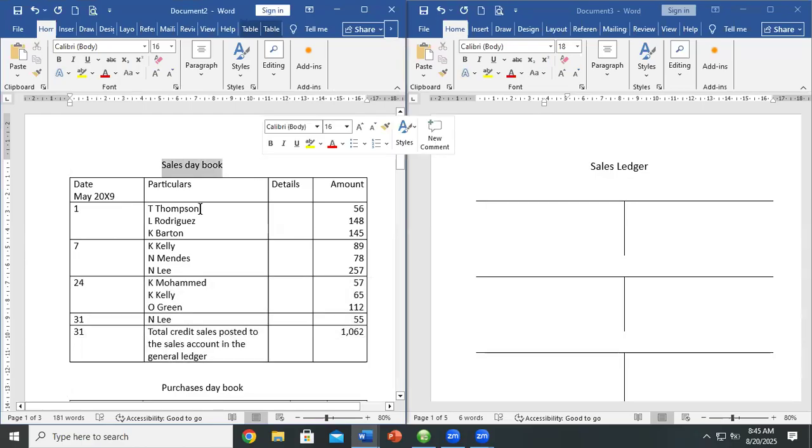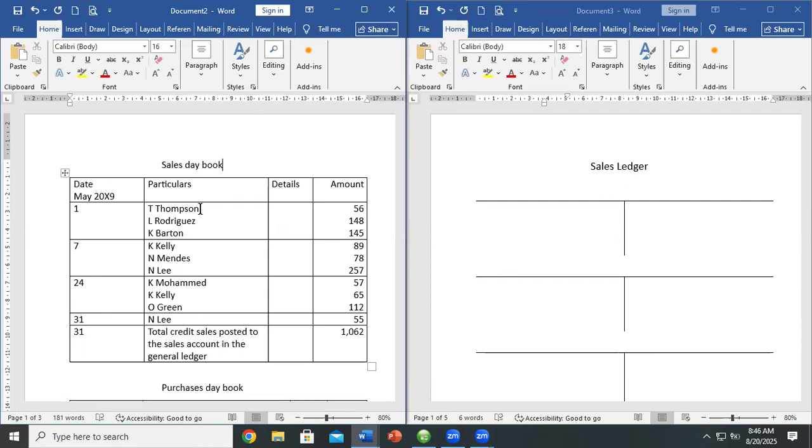Now note that this day book gives you information about debtors, people you sold to on credit. So the first question is, which ledger will these entries or these debtors go to? And the obvious answer is the sales ledger. So the individual debtors here, T. Thompson, Rodriguez, Barton, Kelly, Mendes, you open their account in the sales ledger.